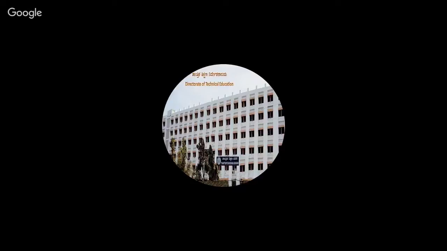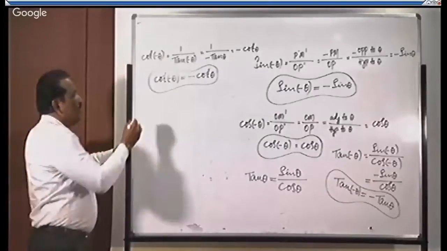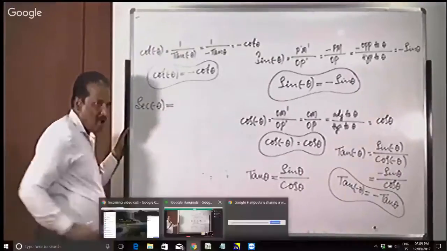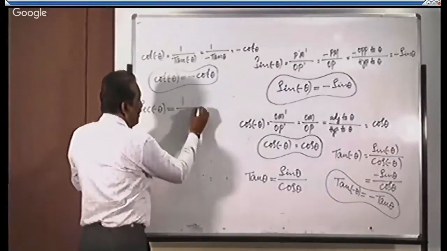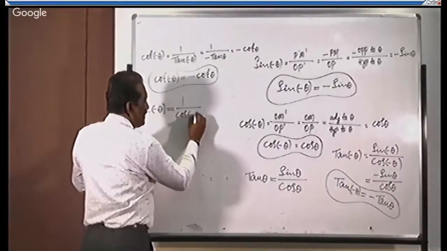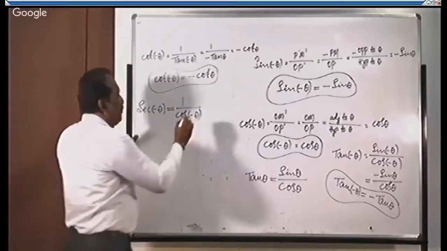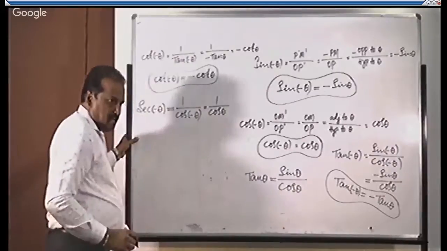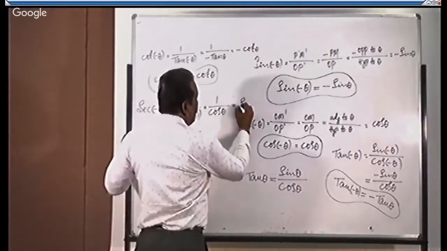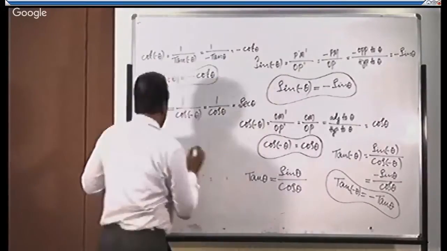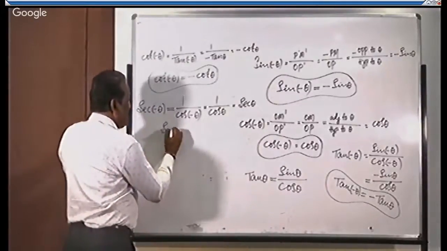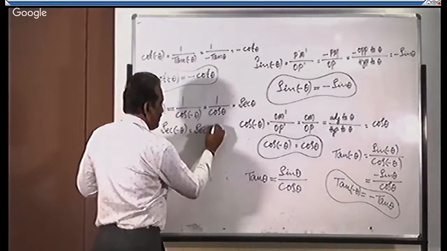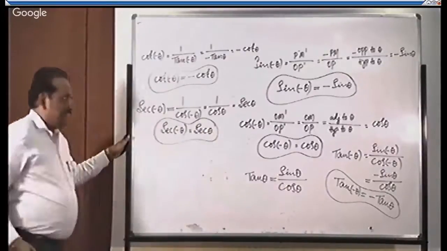Cot of minus theta is equal to minus cot theta. Now, secant of minus theta. We know that secant is the reciprocal of cos. So secant of minus theta is nothing but 1 by cos of minus theta. We proved that cos of minus theta is nothing but cos theta. Then 1 by cos theta, we know that it is secant theta. Therefore, when secant is connected to minus theta, the answer is plus secant theta. Secant of minus theta is equal to secant theta.